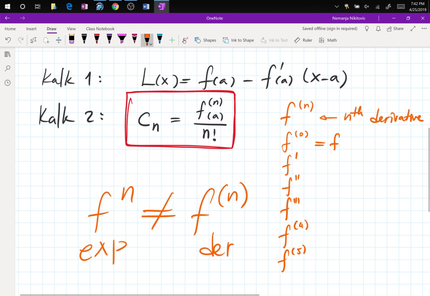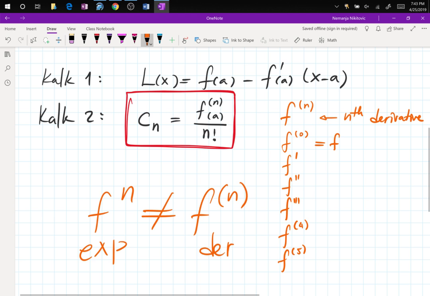So if n is equal to 3, the one on the left is just f cubed, and the one on the right would be the third derivative of f. So if n is 3, this is not the same. Not the same. So make sure you have this crossed out. Okay, great.